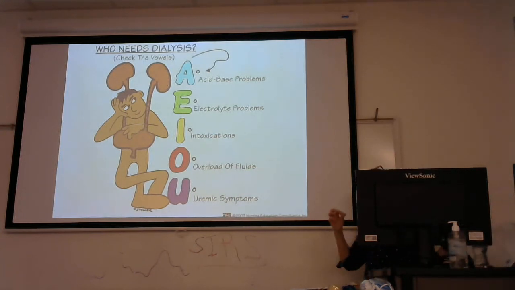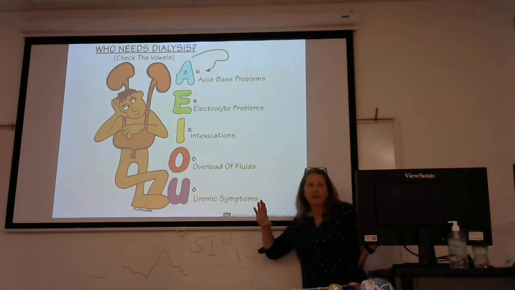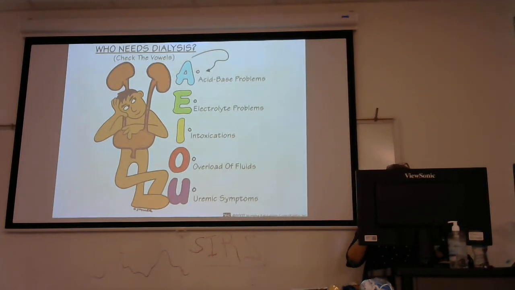Well, it's not just the GFR. I said when they get down around 15, that usually means it's time for dialysis. Well, they may be at 20. And if they're not able to take care of all this stuff, they need to be on dialysis.